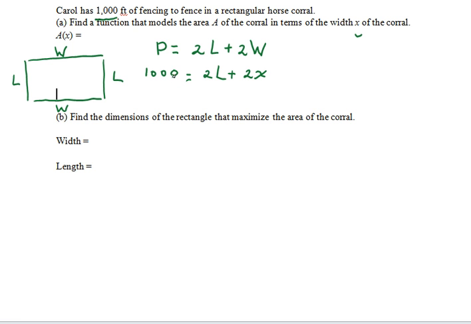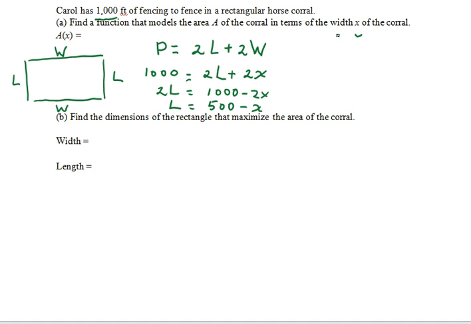This actually will allow us to write L in terms of X. We'll get 2L equals 1,000 minus 2X, or L equals 500 minus X.